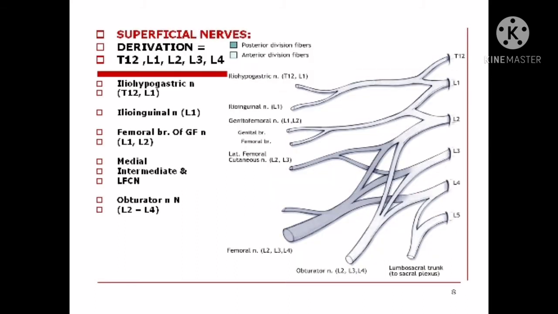The superficial nerves. On the right side you can see the diagram of the lumbar plexus, but we will not discuss the lumbar plexus because this is a separate topic. We will only discuss the superficial nerves arising from this particular plexus: the ilioinguinal, the iliohypogastric, the femoral branch of the genitofemoral nerve, the medial, intermediate, and lateral femoral cutaneous nerves, and the obturator nerve. We will discuss them one by one.